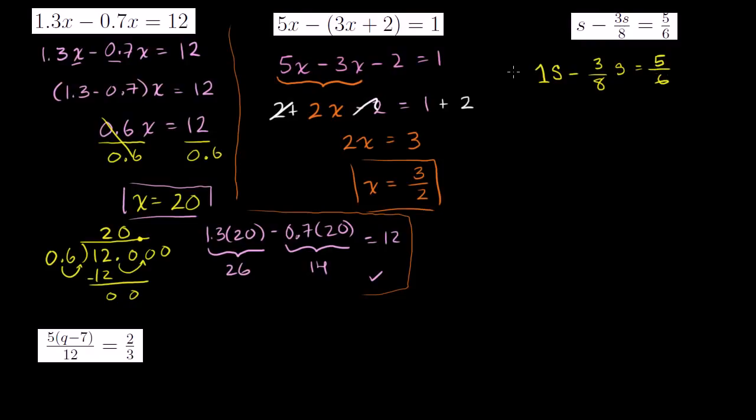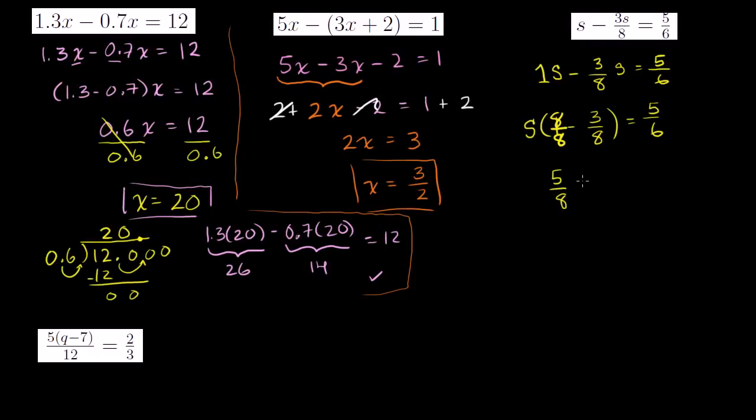You could factor out an s if you like. Maybe I'll do it this way. I'll factor it out on the left-hand side. This is the same thing as s times 1 minus 3/8 is equal to 5/6. And 1 minus 3/8, what is that? That's, 1 I can rewrite as 8/8, right? So this is the same thing as 8/8 minus 3/8, which is 5/8.